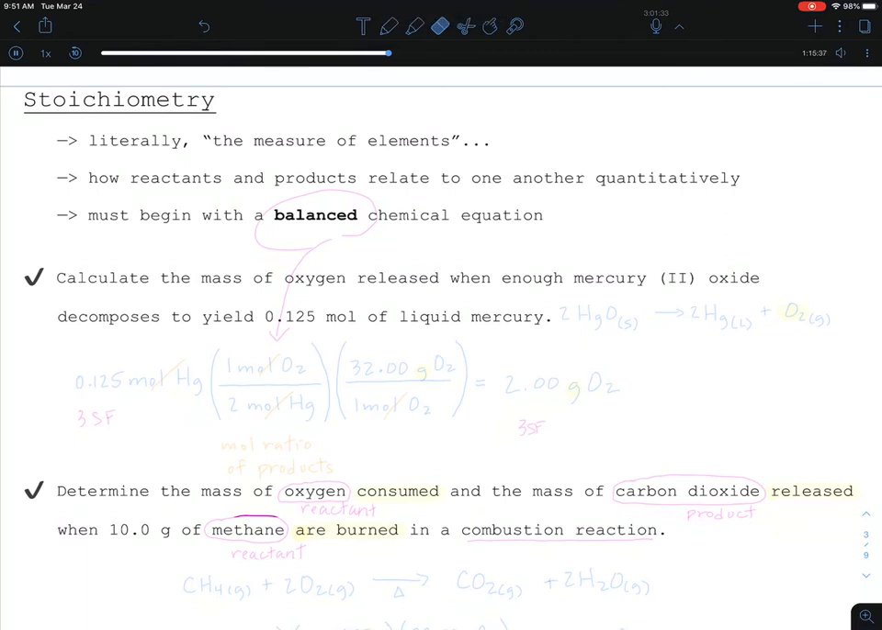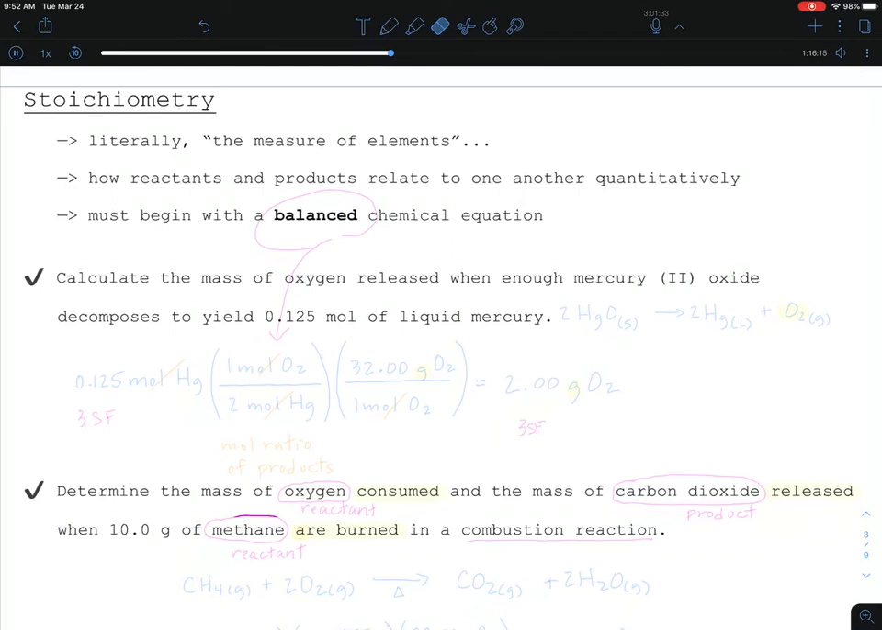So for the first example, we're being asked to calculate the mass of oxygen released when enough mercury 2 oxide decomposes to yield 0.125 moles of liquid mercury. When you read these problems, you have to zero in on the precision of their language. The word enough is a big deal in this problem. They want you to calculate the mass of the oxygen released. Released is a big word. What do you think it means? It means oxygen is a product.